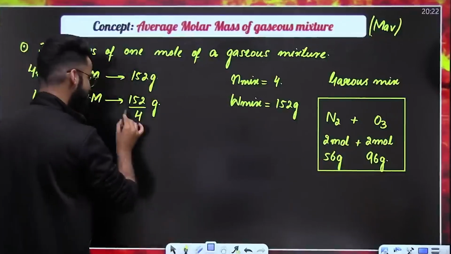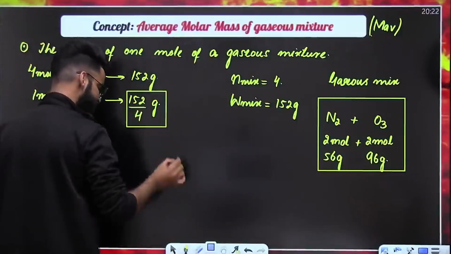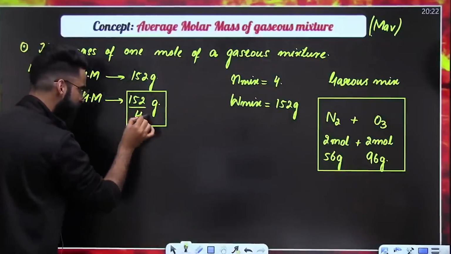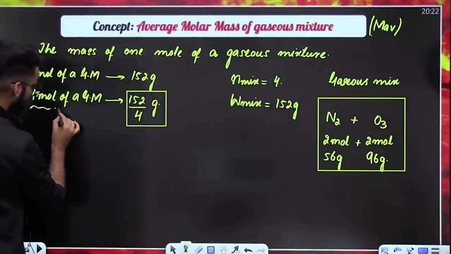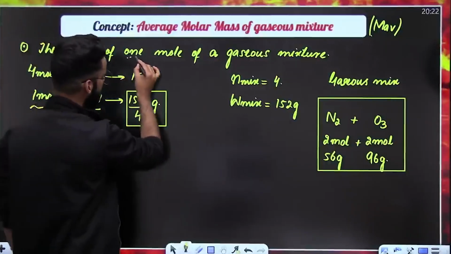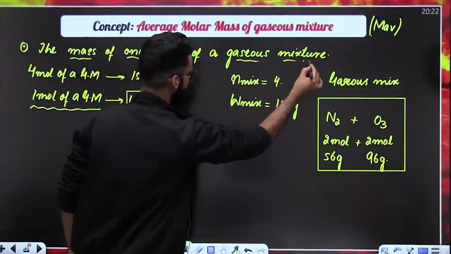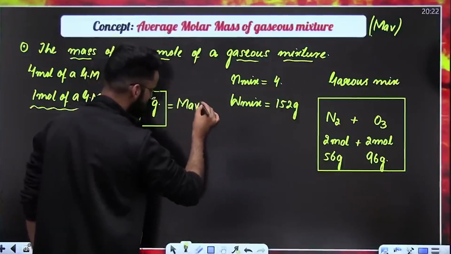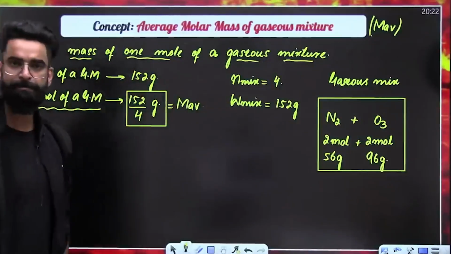Can you let me know in the chats exactly what did we calculate? What is this term? This is basically the mass of 1 mole of a gas. As per the definition, the mass of 1 mole of a gaseous mixture, what do we call that? We call that the average molar mass of the gas.